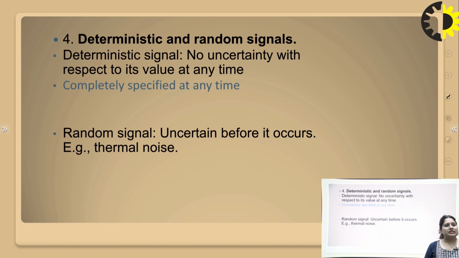Next is the deterministic and random signals. So, deterministic signals are those signals which have no uncertainty and which can be easily expressed with a particular expression. On the other hand, a random signal is uncertain before it occurs, for example, thermal noise, and you cannot specify this particular random signal in the form of a mathematical expression. So, those signals which can be represented in the form of mathematical expressions are called deterministic signals. So, here we have mathematical expressions.